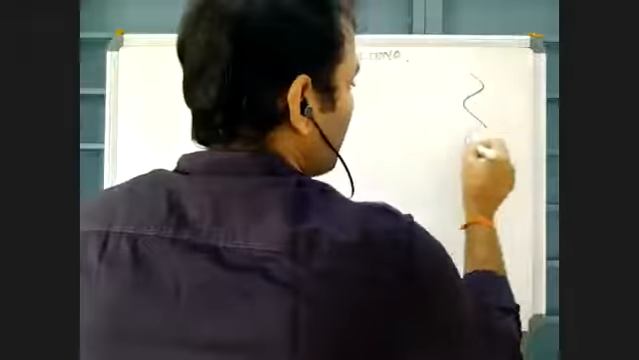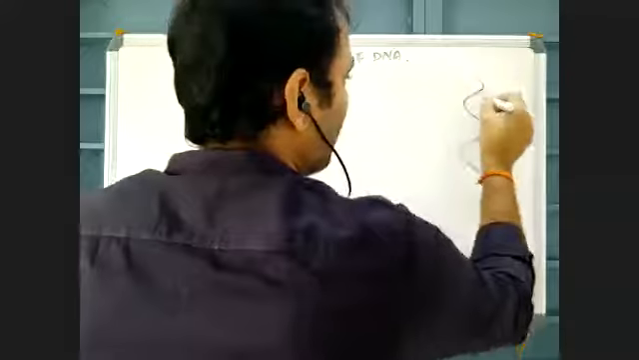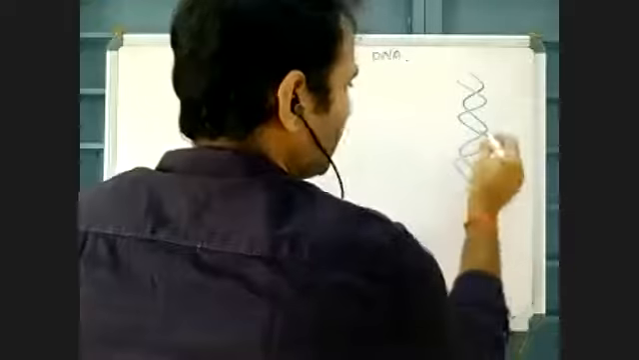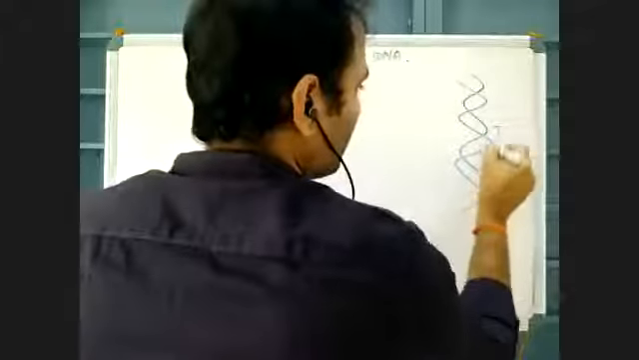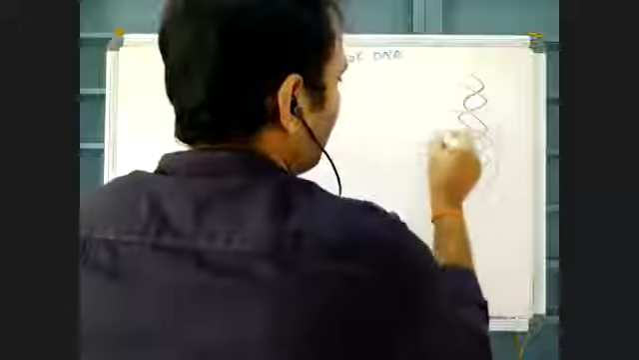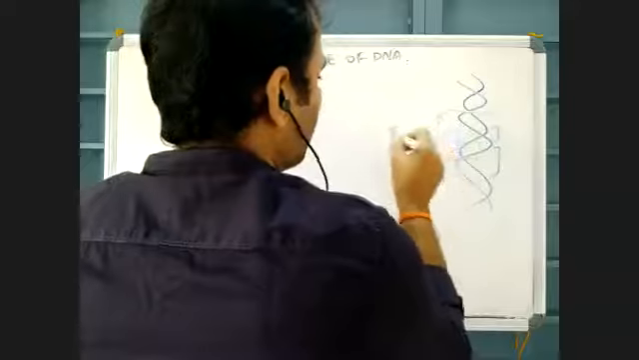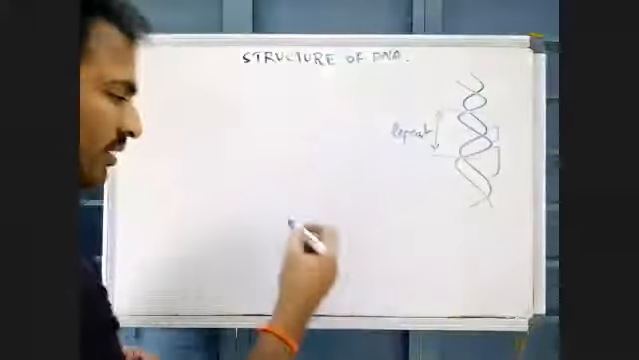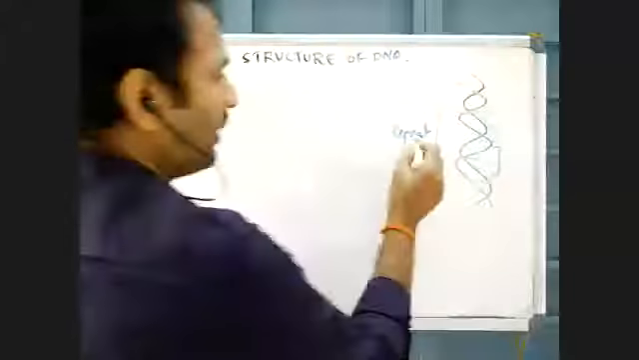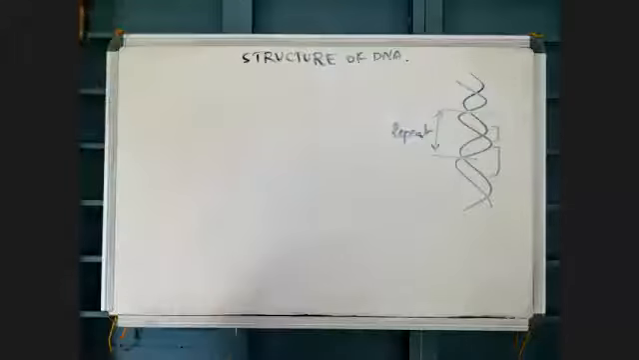And there are turns of DNA. One turn is also called what? One repeat. Here is the minor groove, the major groove. This is totally called one repeat. Like that, we studied the structure of the DNA molecule.